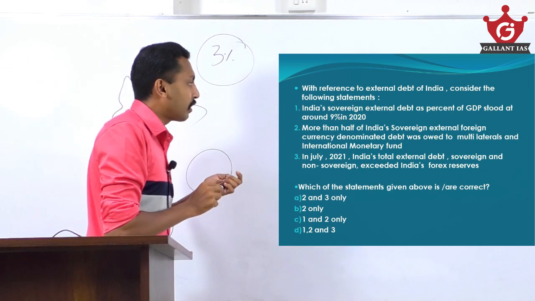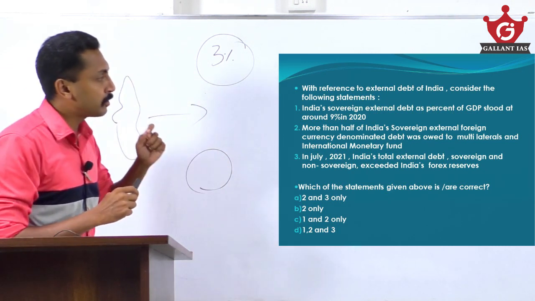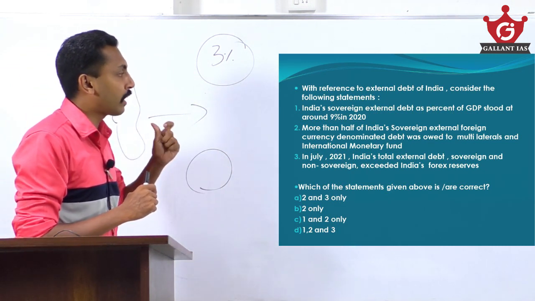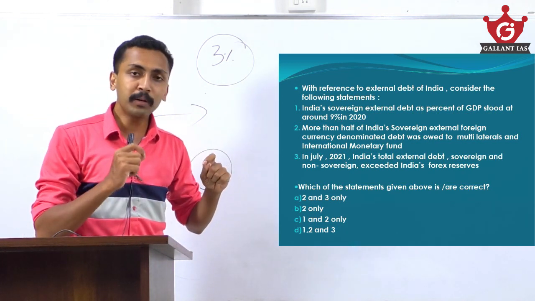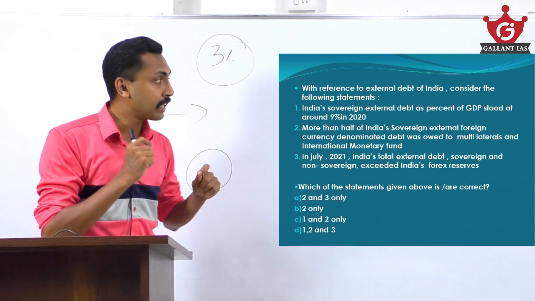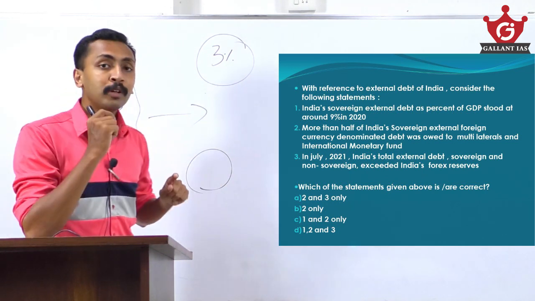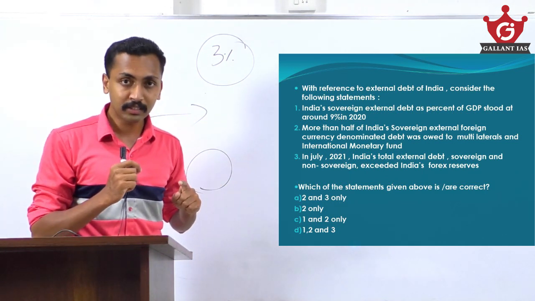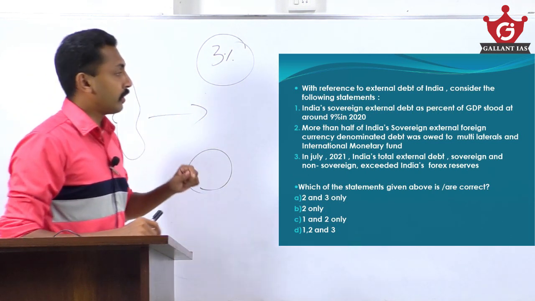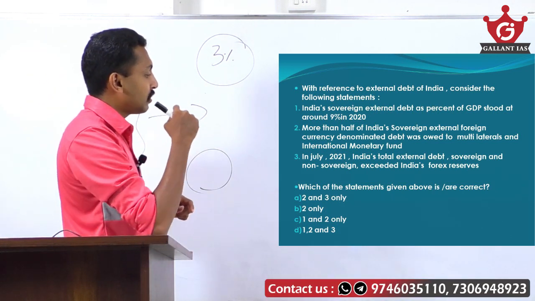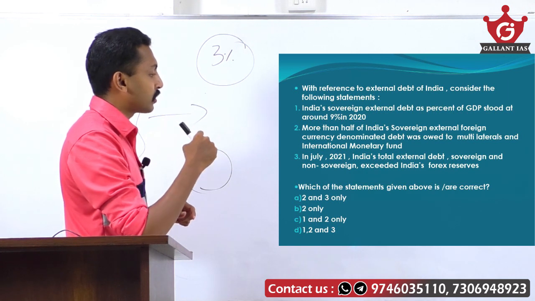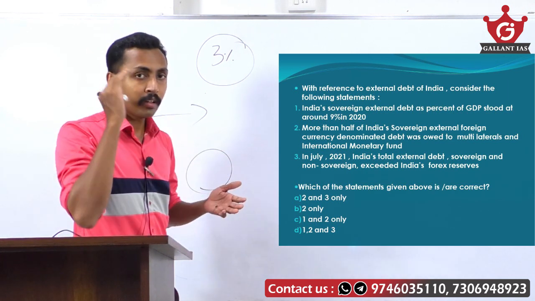Look at the first statement. India's sovereign external debt as percentage of GDP stood at around 9% in 2020. It's absolutely wrong. Sovereign external debt, taken by the government, is below 3% of GDP. If you know that the first statement is wrong, then you can eliminate options C and D, which include the first statement. So you remain with A and B.